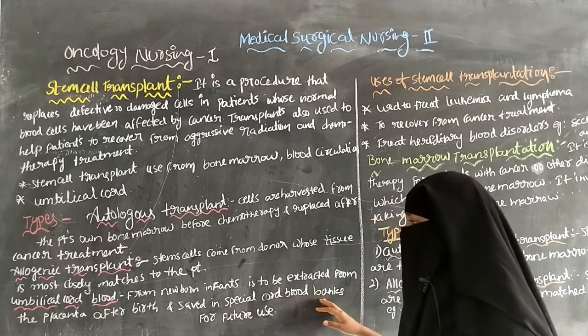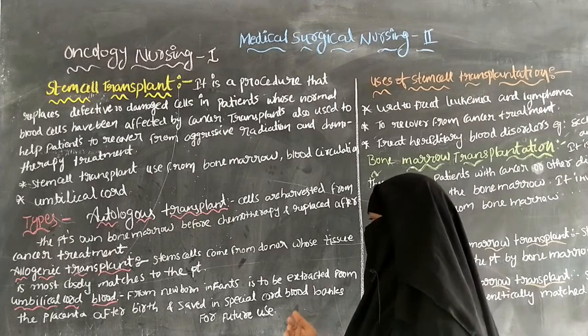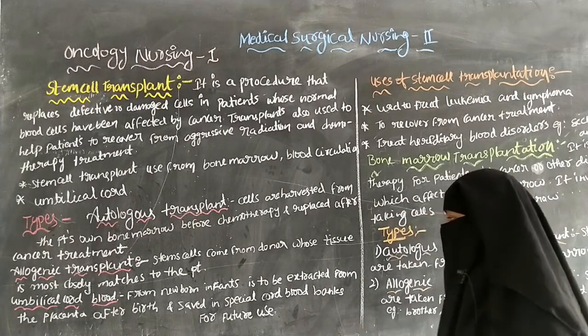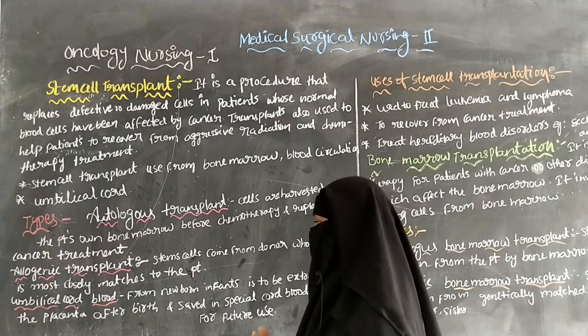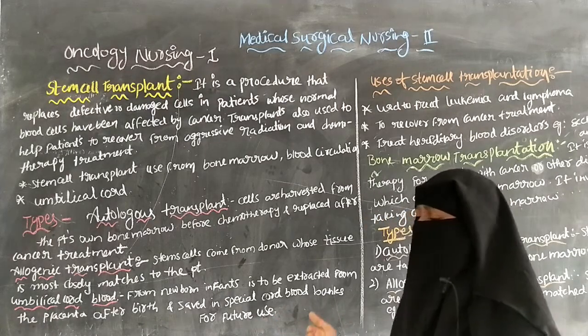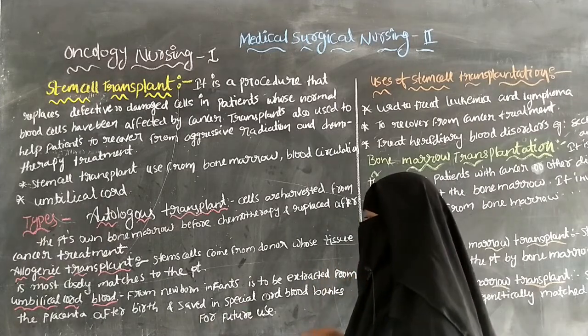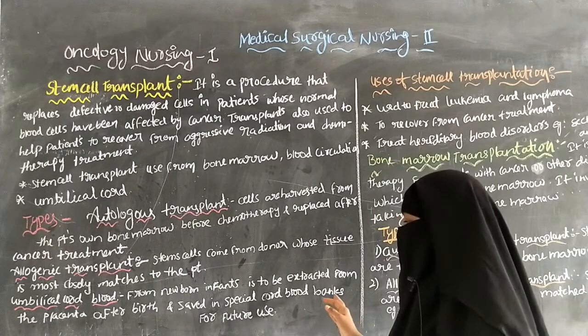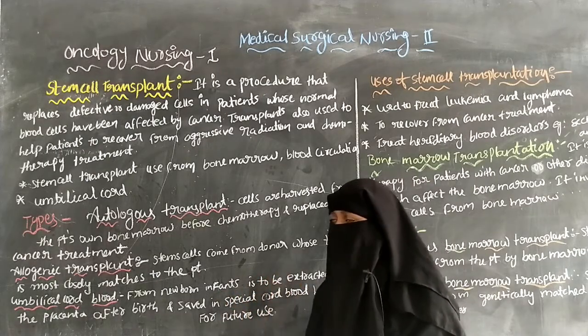In this umbilical cord blood, from the newborn infant, it is extracted from the placenta after birth. So after the birth of the baby, we can collect the stem cells from the placenta, and they can be saved in special cord blood banks for future use. It is called umbilical cord blood.